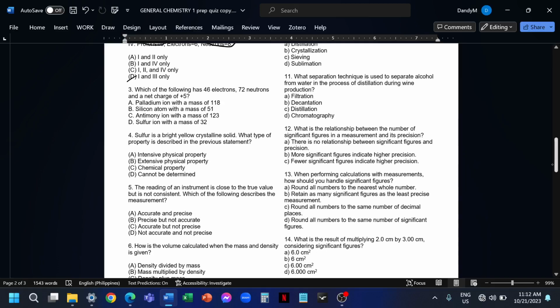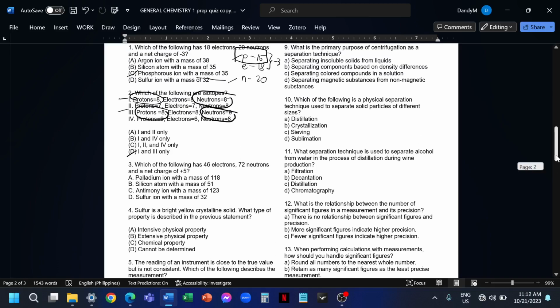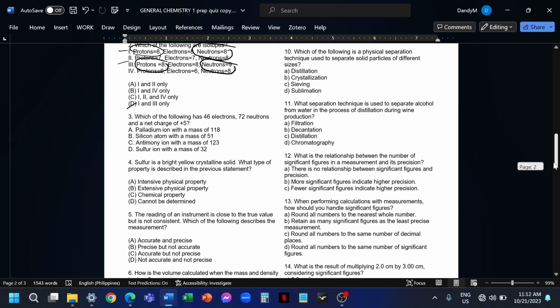Next, number 3, which of the following has 46 electrons, 72 neutrons, and the net charge of positive 5? This one is the same as item number 1. Again, the given here is the electrons, which is 46, then neutrons 72. Then again, the net charge here is positive 5. So what could be the number of protons here?